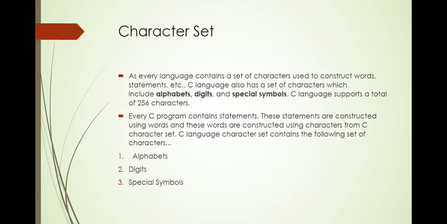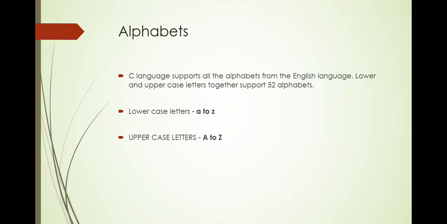Now we'll see next the character set. As every language contains a set of characters used to construct words, statements, etc., C language also has a set of characters which include alphabets, digits, and special symbols. C language supports a total of 256 characters. Every C program contains statements. These statements are constructed using words, and these words are constructed using characters from the C character set. The C language character set contains the following set of characters: alphabets, digits, and special symbols.